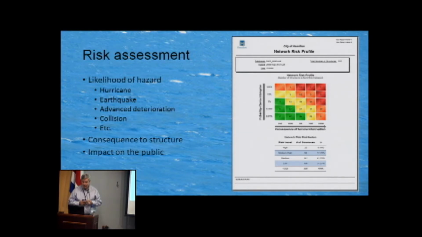But the main components that we try to quantify are the likelihood of a hazard in terms of a probability. What's the probability that a hurricane of a certain category will take place at a given location? And then if a hurricane does occur, what's the consequence to the structure? What kind of damage would typically occur to a structure because it was struck by a hurricane?